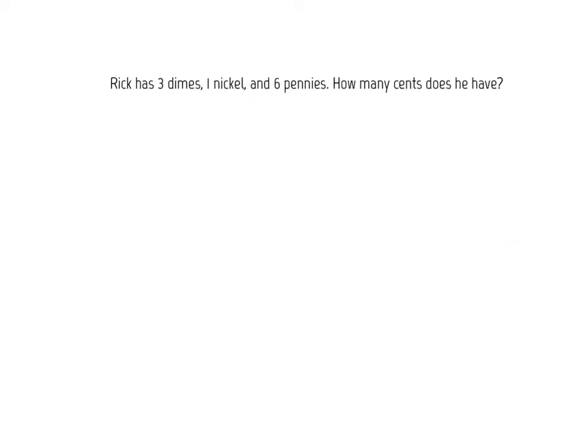Rick has 3 dimes, 1 nickel, and 6 pennies. How many cents does he have? Solve this using sticks and circles, and if you can make a new 10, circle that new 10.